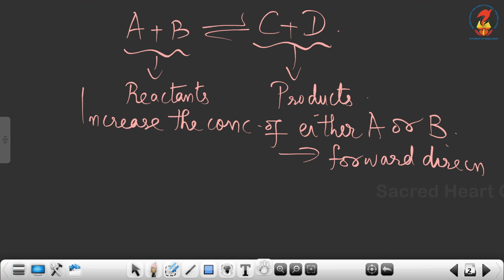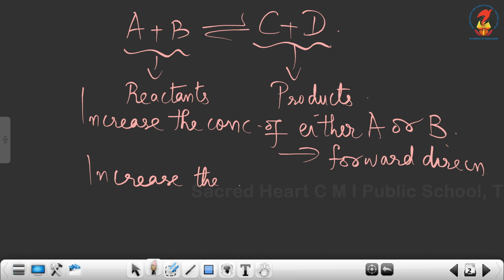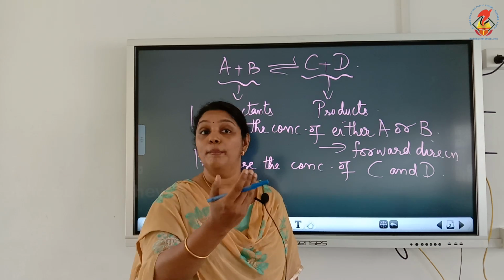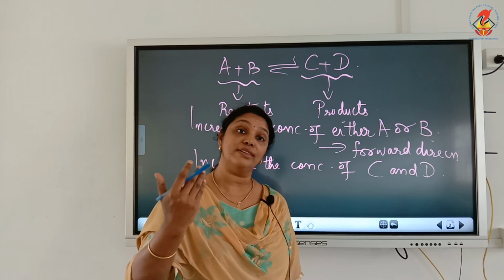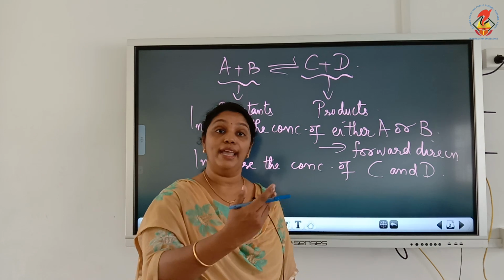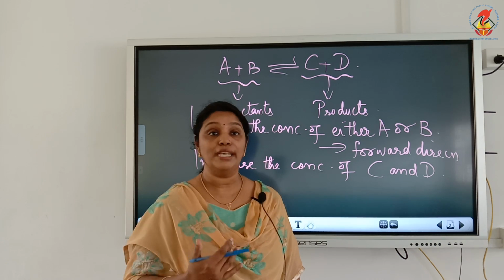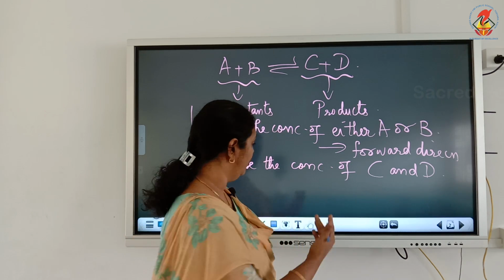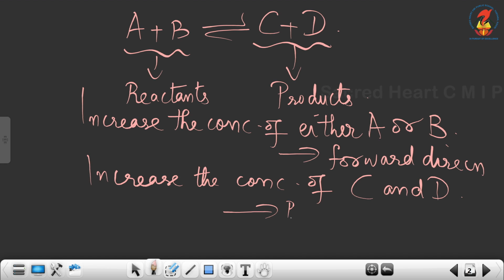Now, suppose I increase the concentration of C and D. Now again the equilibrium is disturbed, so what will happen? The reaction will take place now in the backward direction because there is more concentration of C and D. So C and D will react to form A and B. So the reaction takes place in the backward direction so as to reduce the increased concentration of C and D. So here if I increase the concentration of C and D, the reaction takes place in backward direction.